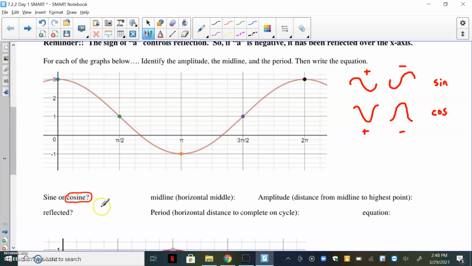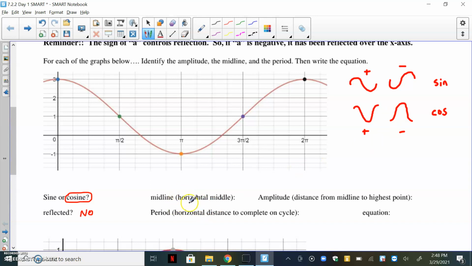And then the next thing is whether it's been reflected. Now hopefully you'd see that this looks like a ditch in the ground, not a mountain, so it's positive, meaning it has not been reflected. Okay, this is the flipped version of a cosine graph.